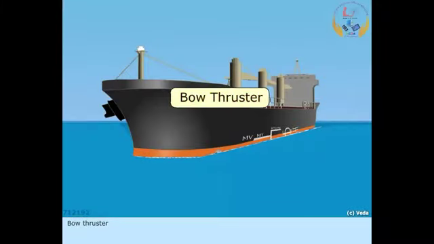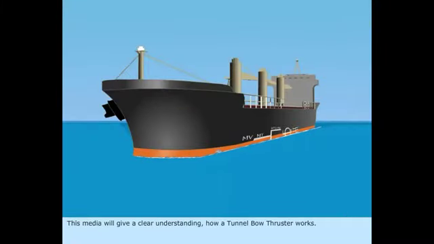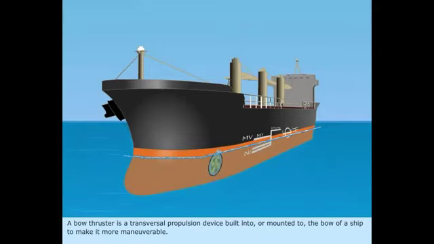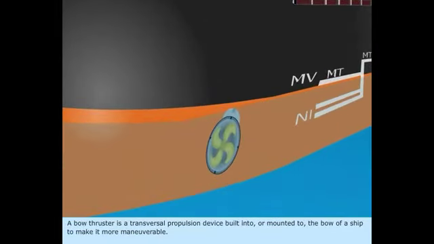Bow thruster. This video will give a clear understanding of how a tunnel bow thruster works. A bow thruster is a transversal propulsion device built into or mounted to the bow of a ship to make it more maneuverable.